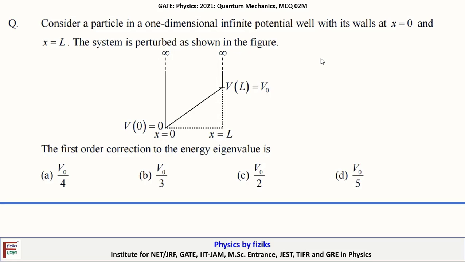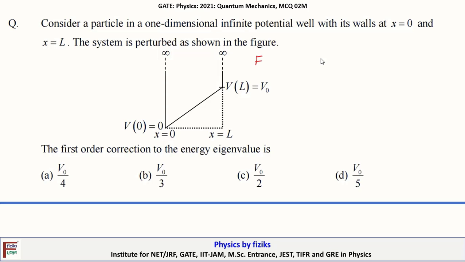This is a problem related to perturbation, and we have to determine the first order correction of an energy eigenvalue from the given potential curve. Now whenever the potential is starting from the nodes, then in that situation we can determine its first order correction in energy using the area under the curve.